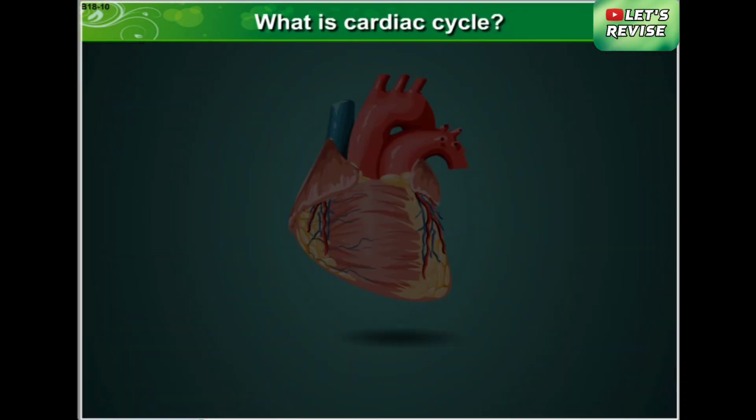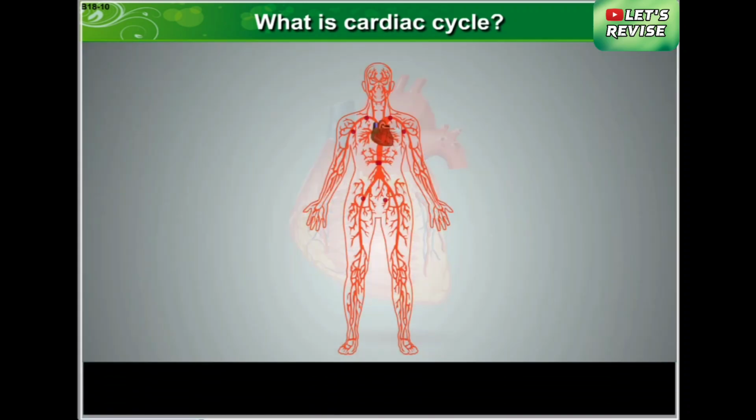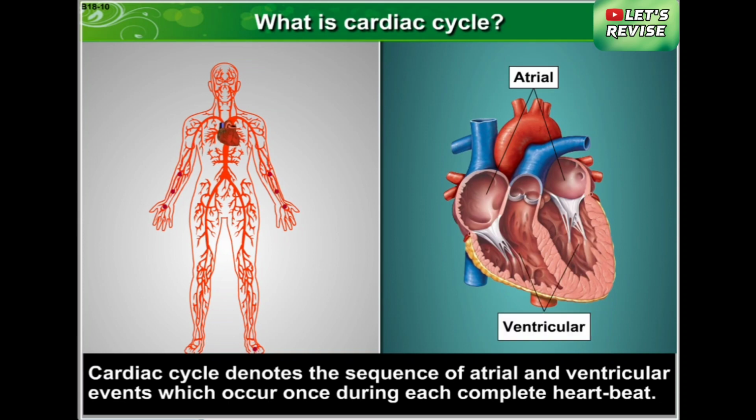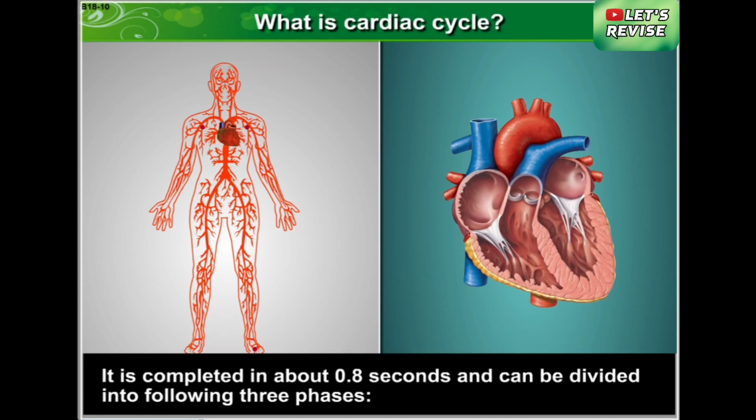What is the cardiac cycle? The cardiac cycle denotes the sequence of atrial and ventricular events which occur once during each complete heartbeat. It is completed in about 0.8 seconds and can be divided into the following three phases.